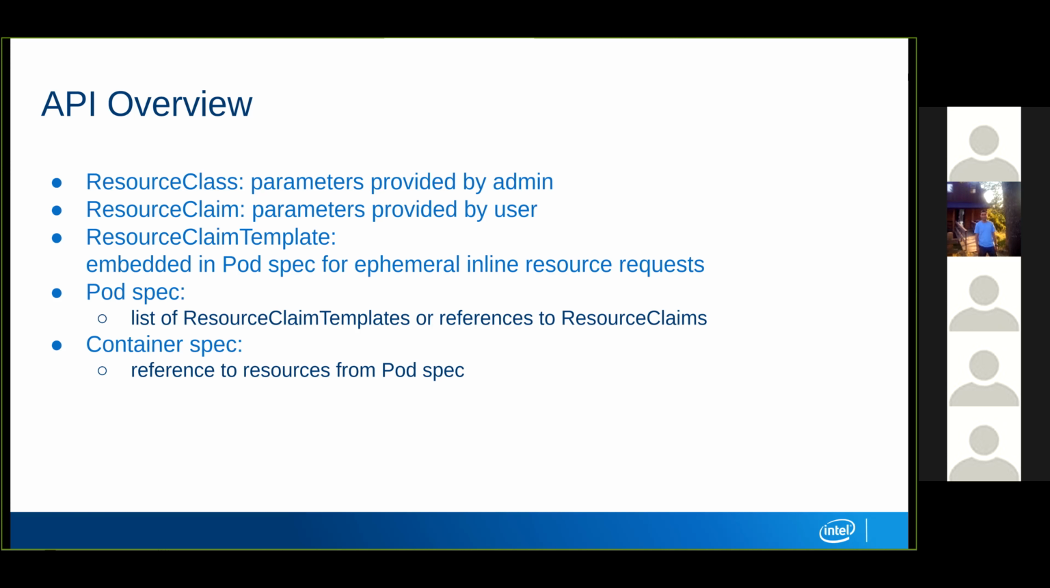There's another indirection with resource classes. That's for storing privileged parameters that only an admin can create. So the resource class basically gets created when an admin deploys a third-party add-on and configures it for the cluster. The resource claim is what the user creates, and the resource claim template is the corresponding thing embedded in the pod spec.